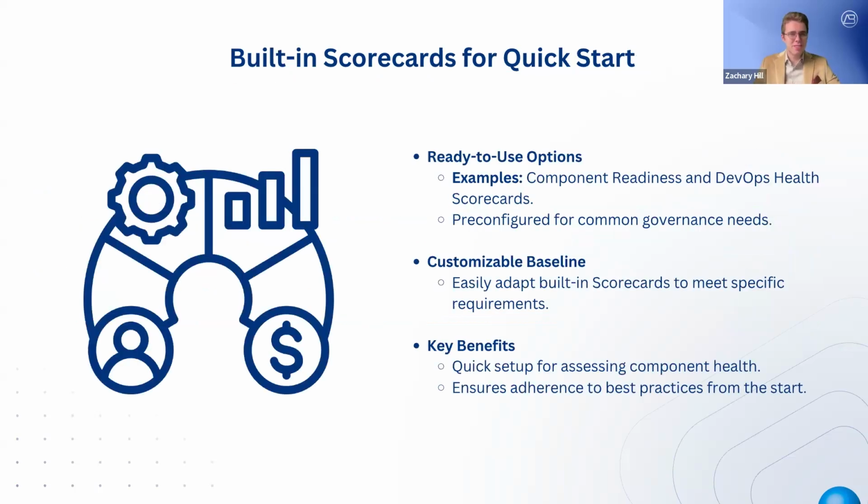Now, Compass offers built-in scorecards, such as the Component Readiness Scorecard and the DevOps Health Scorecard, designed to address common governance needs. These ready-to-use scorecards provide a convenient baseline, making it easy to get started with governance. They can also be customized to meet the specific requirements of your organization. Built-in scorecards are ideal for quickly assessing the health of your components and ensuring adherence to best practices right from the start, helping teams implement effective governance with minimal setup.